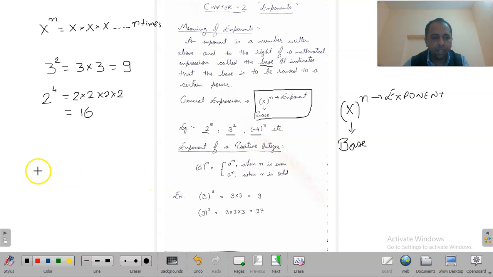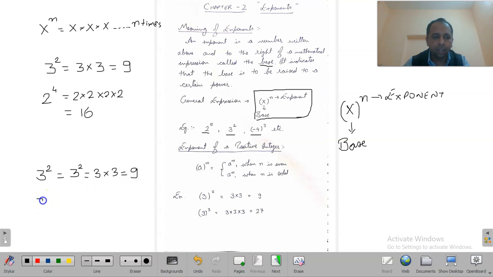For example, 3 to the power 2. Here you can see that the base value 3 is a positive integer. So it will remain as 3 to the power 2. That means it will be 3 multiplied by 3, that means value 9.